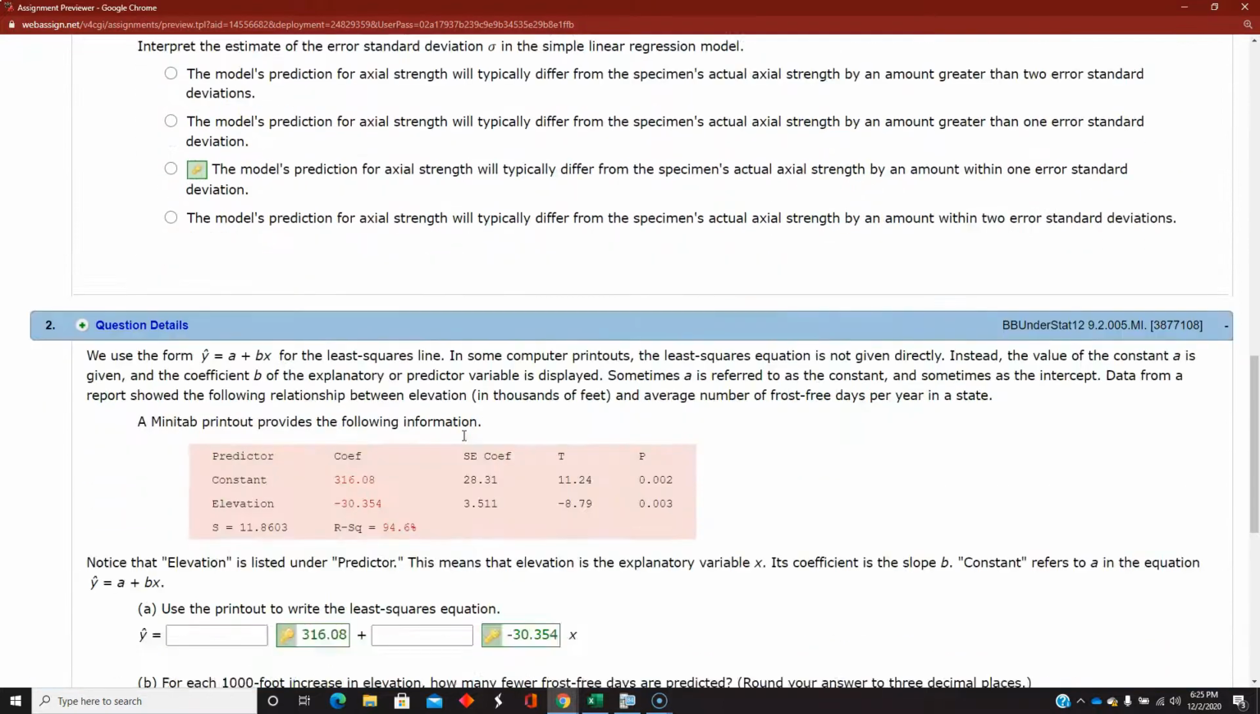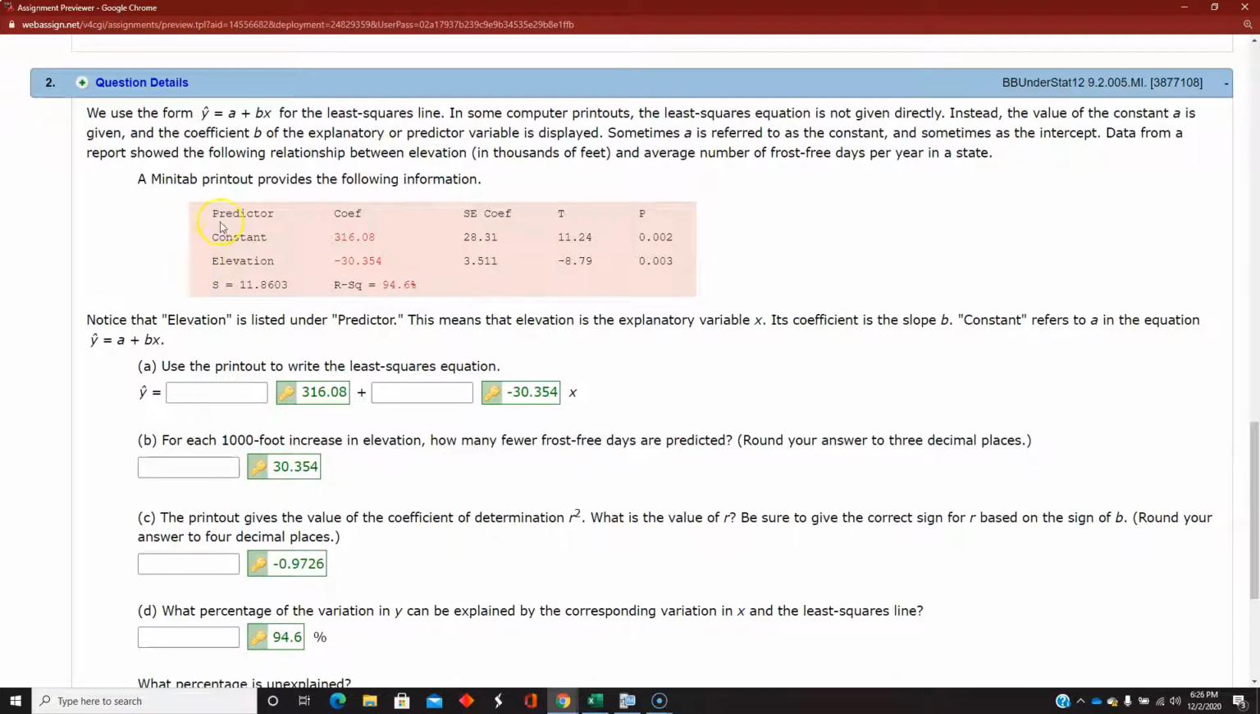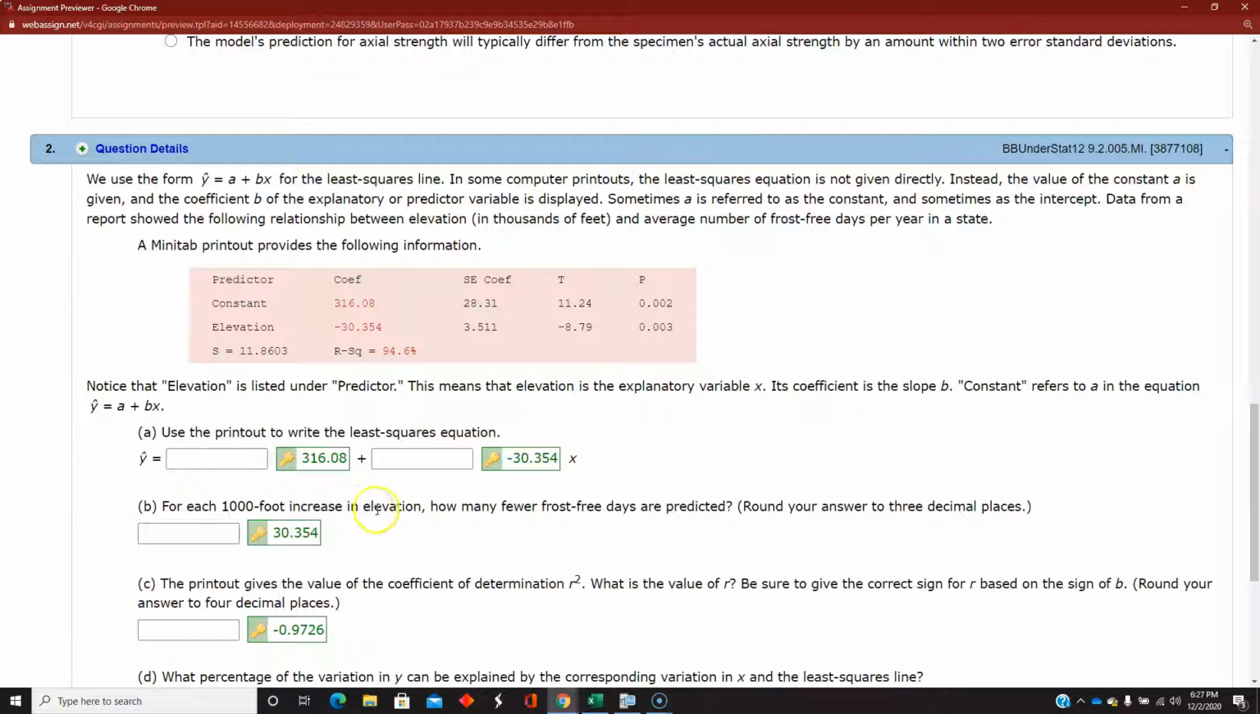On the second problem, it's even easier because the number crunching has already been done for us. So the constant is our y-intercept, and the coefficient of elevation is our slope. So you're literally just plugging the numbers in from this printout in the correct location here. In this problem, our x-axis is elevation in thousands of feet. So every 1 unit increase in x is a 1,000-foot increase in elevation. How many fewer frost-free days are predicted? This question is just asking us about the slope, 30.34.